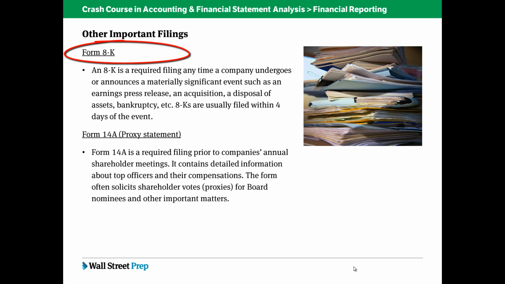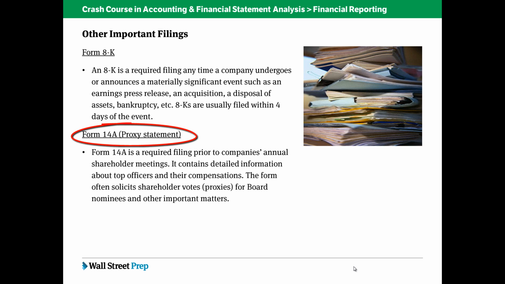And then the next filing you should at least just be aware of is Form 14A, called a proxy statement. The proxy is a required filing prior to a company's annual shareholder meeting. It contains detailed information about officers and their compensation. Proxies also are filed when a company is acquiring another company, or really anything material that requires a shareholder vote. So when there's a big event, you're going to see a proxy that solicits shareholders' vote. And so those two filings are filings that you should be at least aware of.